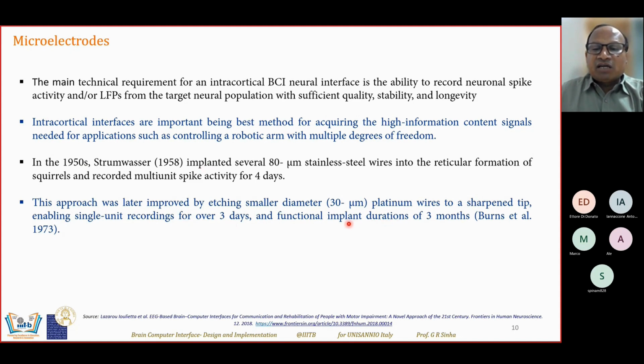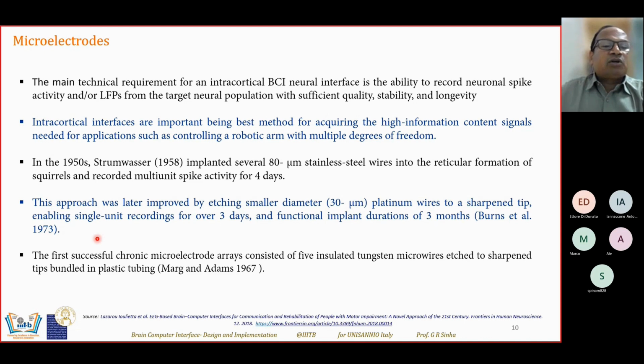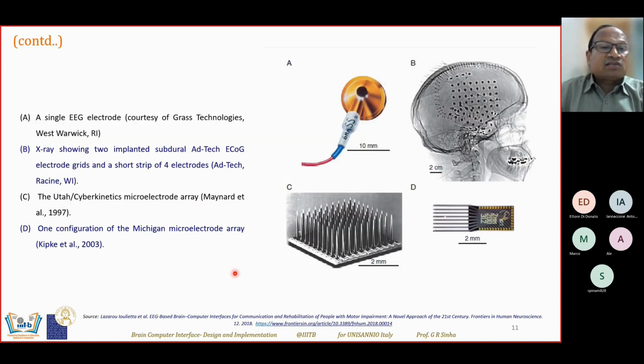And the functional implantation was done for 3 months, and this was done by Buns et al. in 1973. The first successful chronic microelectrode arrays, which consist of 5 insulated tungsten microwires, were etched to sharpened tips and bundled in plastic tubing. This work was done in 1967.